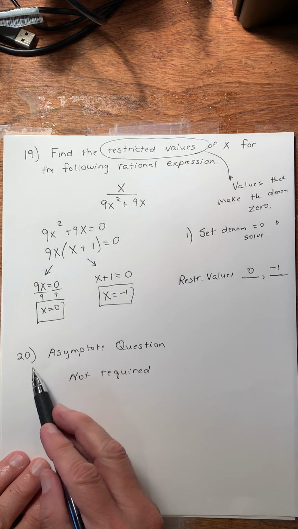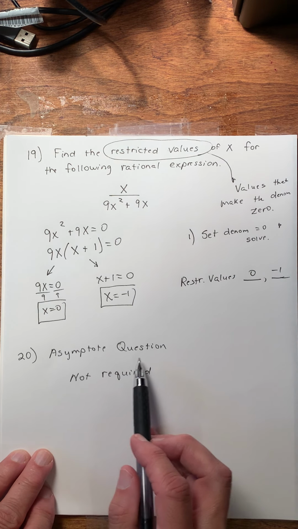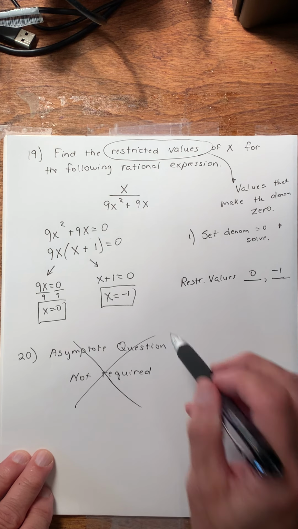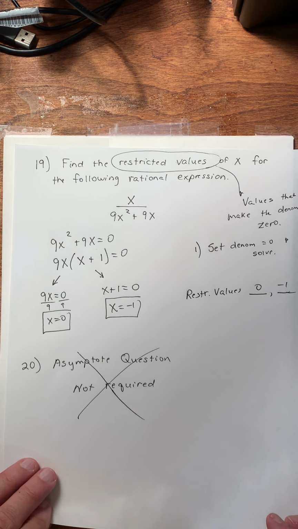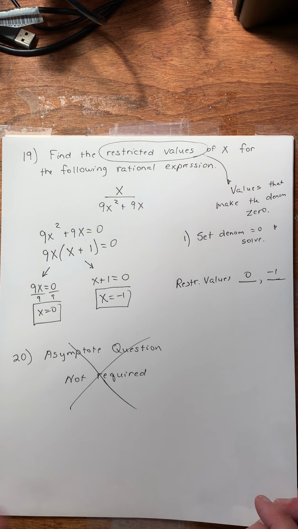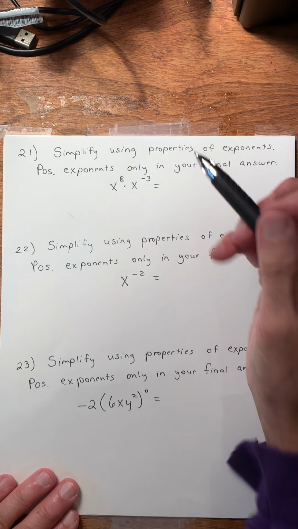All right, it might not show up as number 20, but you will have one asymptote question. Don't worry about it. We did not cover that. It will not count against you. Even though it looks like it has counted against you, it won't. Hey, if you want to go ahead and do it, go ahead. It could be a bonus. It's not going to hurt you. It can only help you.